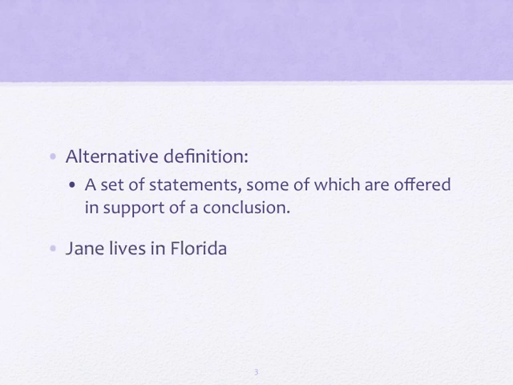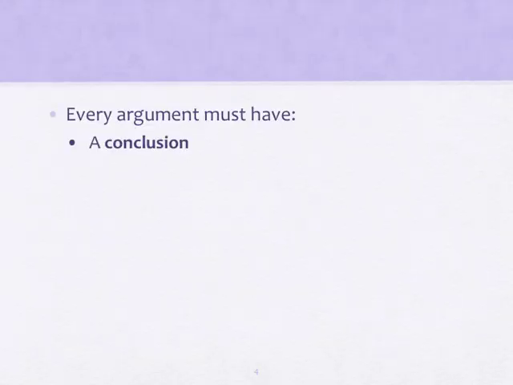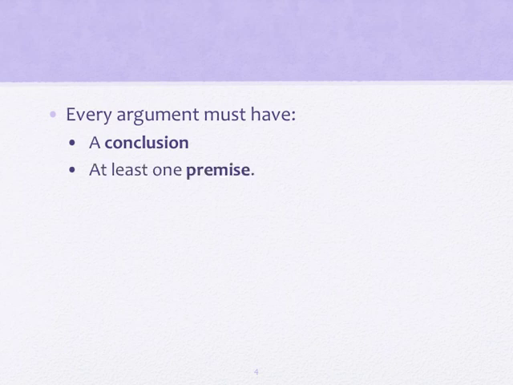Here's another one. Jane lives in Florida, so Jane has seen a Florida license plate. Again, the conclusion there is about the license plate, supported by the fact that Jane lives in Florida. So again, every argument has to have a conclusion and at least one premise. And in the first definition, we use the word claim. Conclusions and premises are claims, and in the second one, they're statements. So those are synonyms.